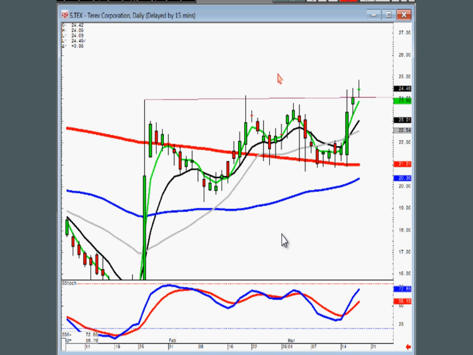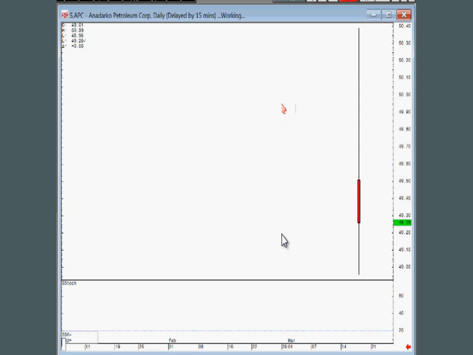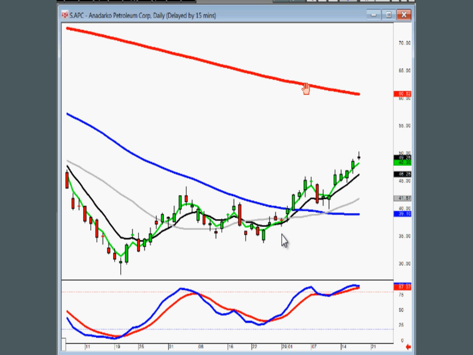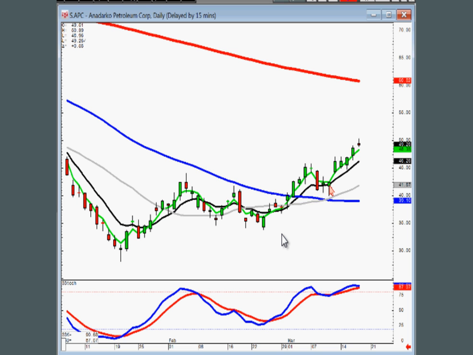And we recommended APC the other day. Again, notice what happened, curling back up, a hammer, gap up. Where's the next likely target? Up here at the 200-day moving average.